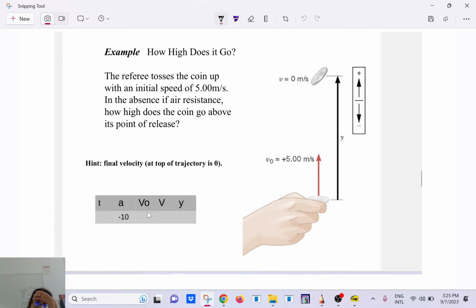So initial velocity is 5. Final velocity is 0. I should put a delta y here and a question mark. And time, we don't care. So we need to find an equation without time. Do you remember the equation without time? Look at your kinematics equation. You want one without time. Equation 4, right? You say 4.